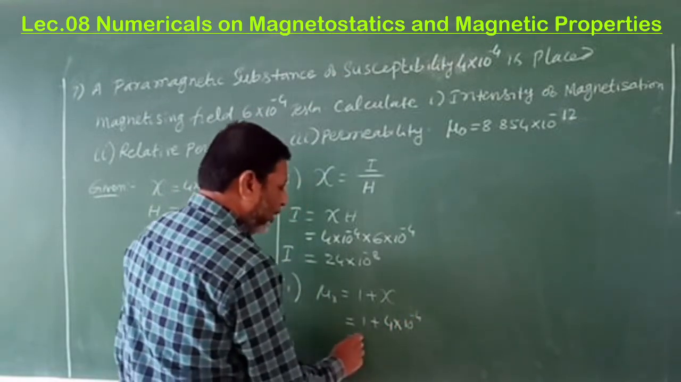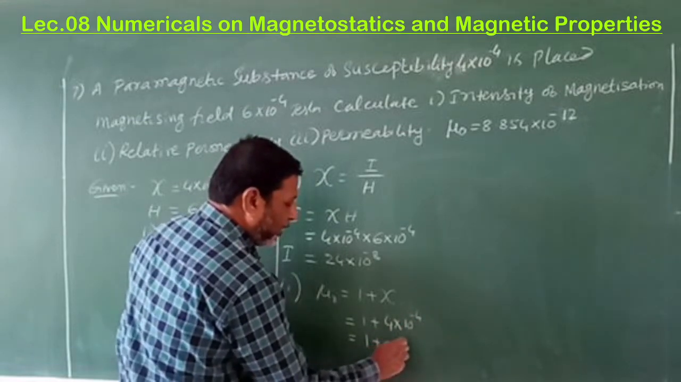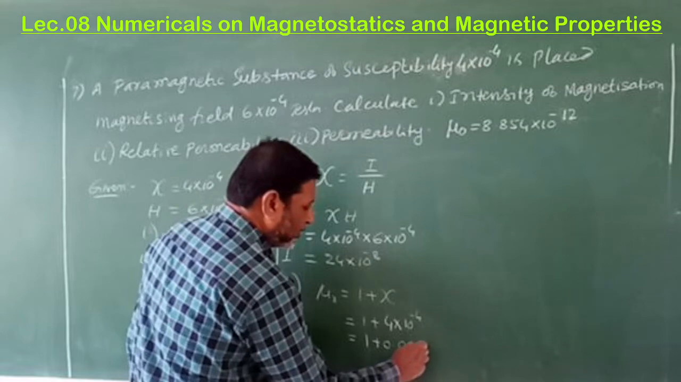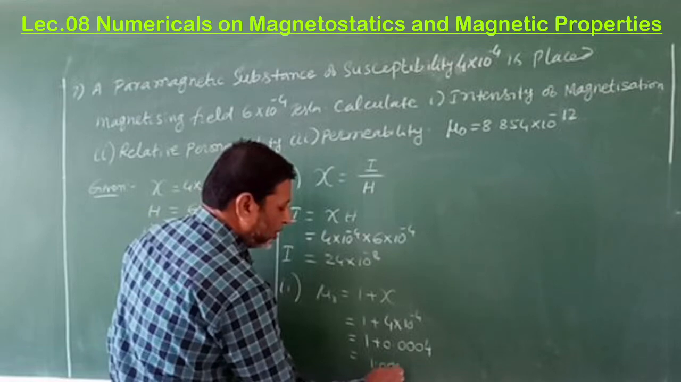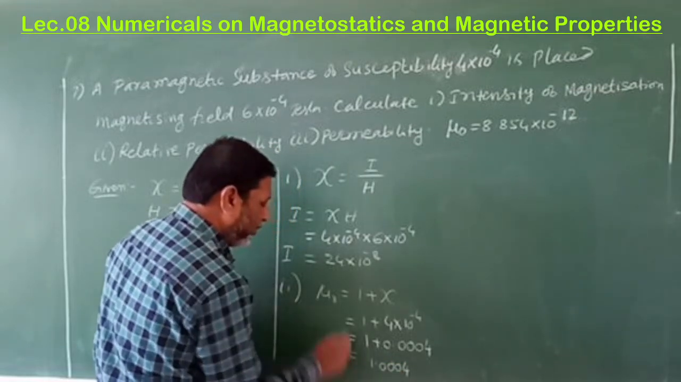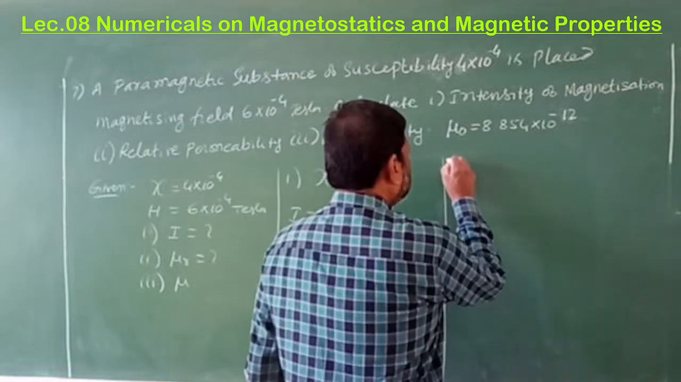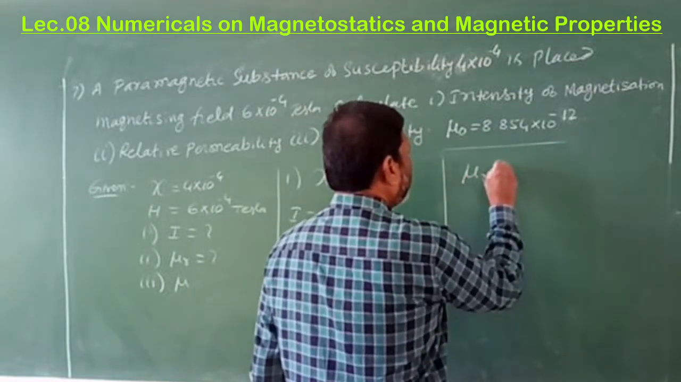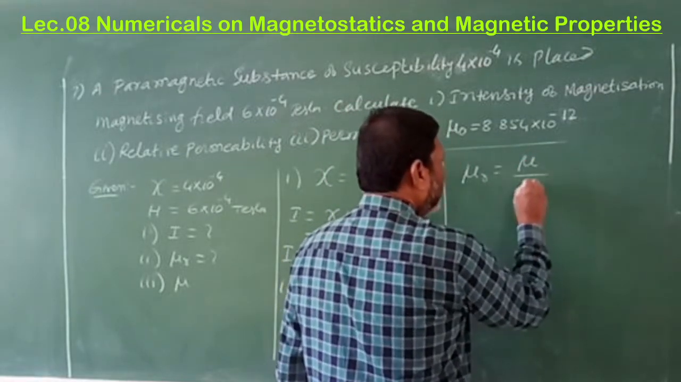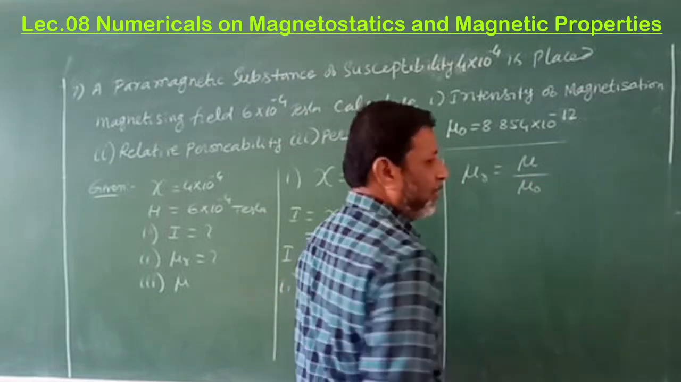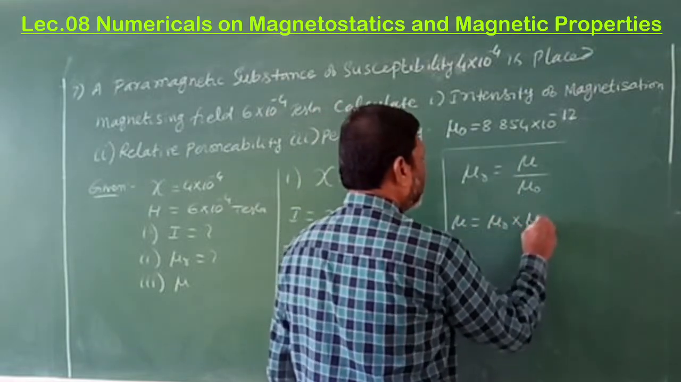Now this is equal to 1 plus 0.0004, so you will get 1.0004. This is the relative permeability. And the next is permeability. You know that mu r, the relative permeability, is equal to the ratio of the permeability of the material to the absolute permeability. Therefore mu is equal to mu r into mu naught.